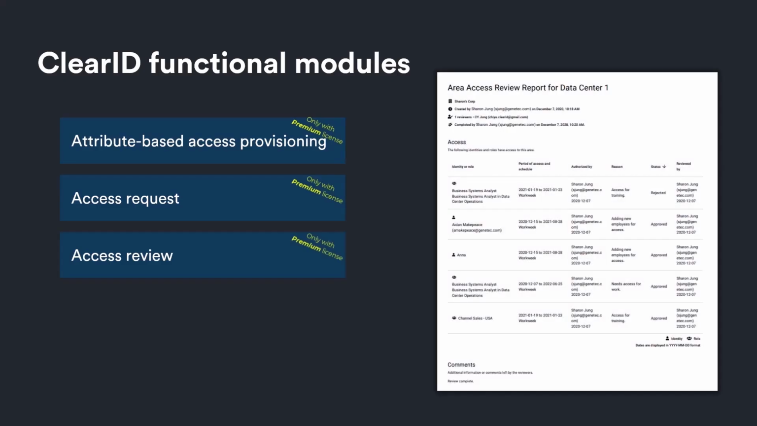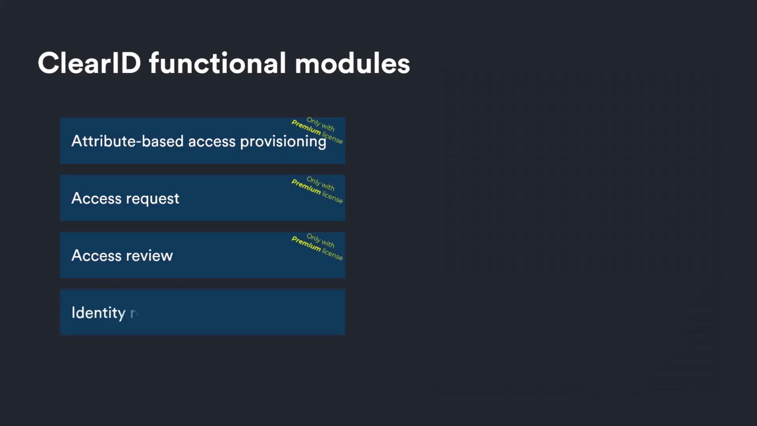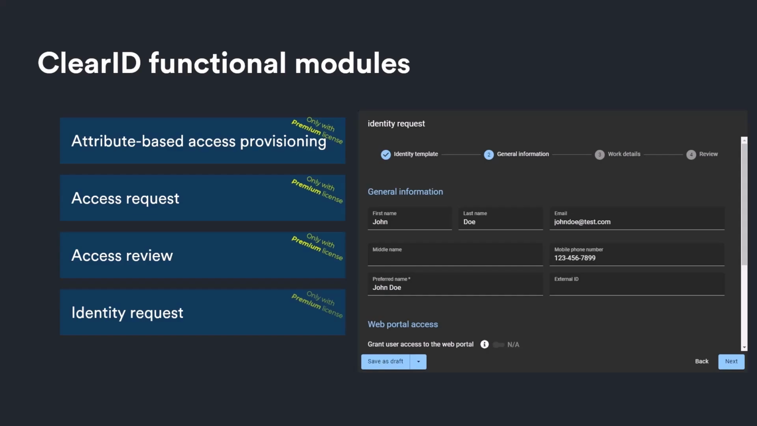An access review is a detailed report listing who has access to which areas. It can be run manually or scheduled to run at a certain interval. The access review can be consulted on screen or exported to PDF format. An identity request is a request made through the portal for a new identity, or in our context, cardholder. We'll talk a little bit more about identities later.